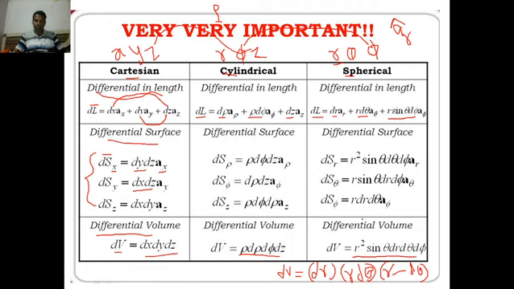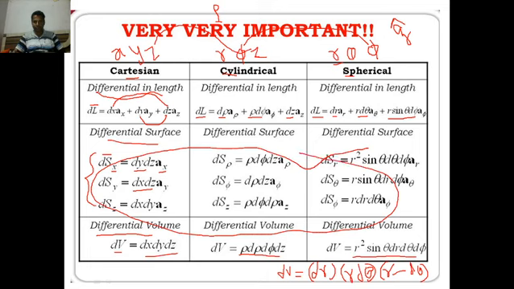So there is no need to memorize these parts. Automatically you can construct these differential surfaces and differential volume with the help of differential lengths. You have to remember the three differential lengths of these three systems. Automatically you will get this. So which are the three differential lengths? Cartesian: dx, dy, dz. Cylindrical: dr, r d phi, dz. Spherical: dr, r d theta, r sin theta d phi. You have to remember this.